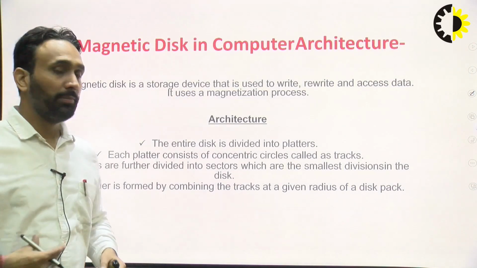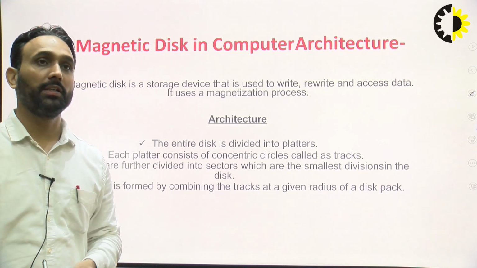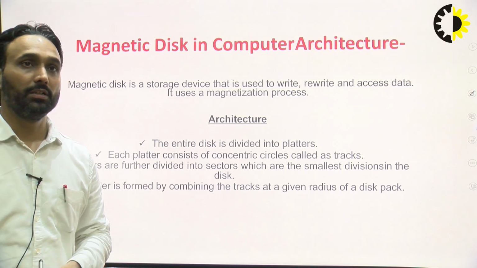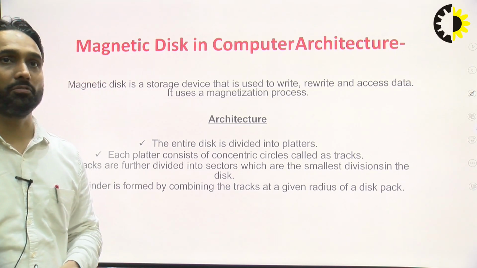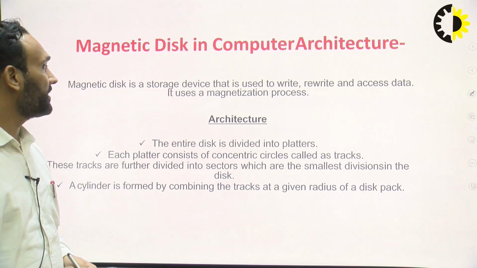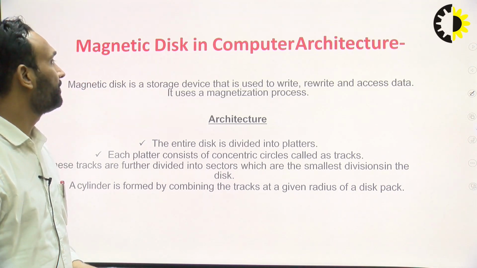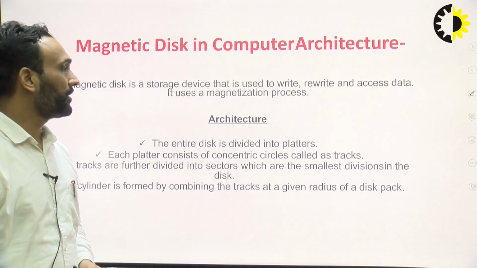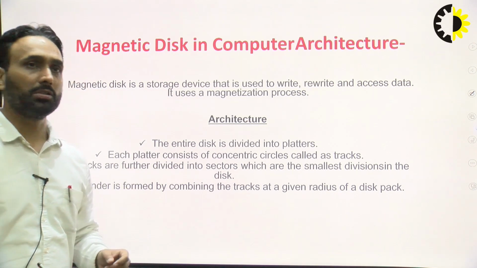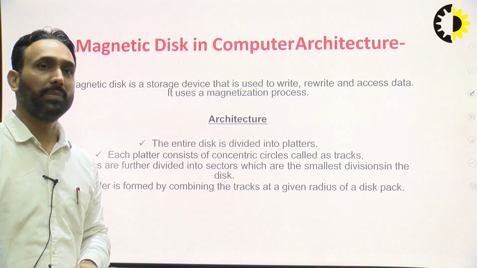First of all, we must know the meaning of disk. As we all know, it is a storage device that is used to store information in a machine. So first we will take the definition of magnetic disk. A magnetic disk is a storage device that is used to write, rewrite and access data. It uses a magnetization process. We are here discussing the algorithms, not the actual design parameters required for a magnetic disk.